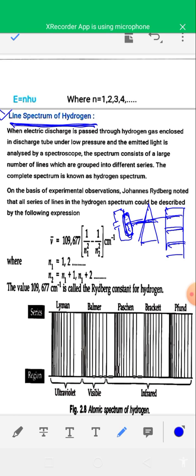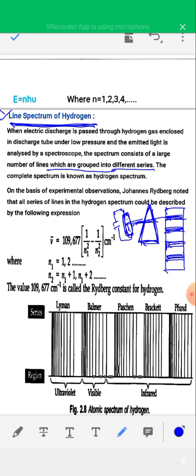So when electric discharge is passed through hydrogen gas enclosed in a discharge tube under low pressure, and the emitted light is analyzed by a spectroscope, the spectrum consists of a large number of lines which are grouped into different series. We get these different series of lines on the screen, and this is known as the line spectrum of hydrogen gas.